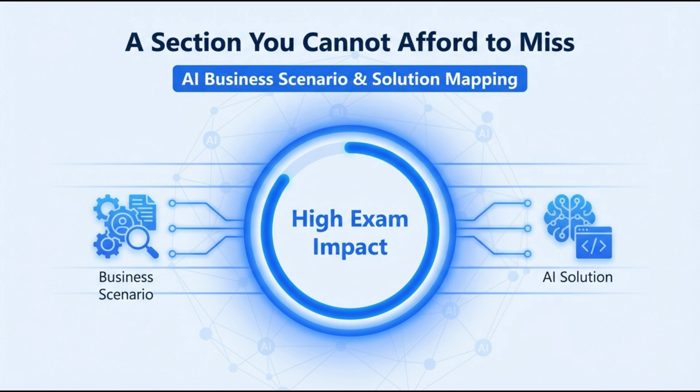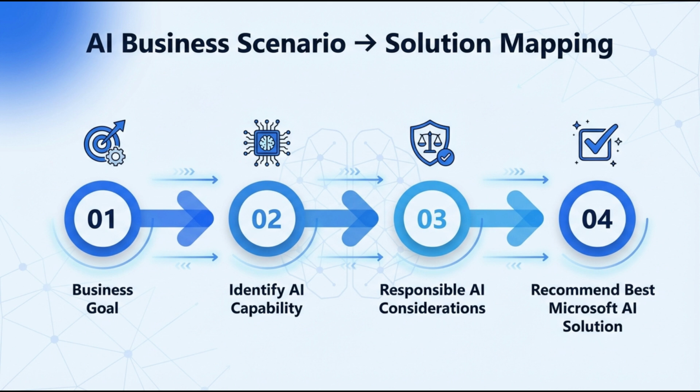If your Microsoft AI Business Professional AB-730 exam is coming up, this is one of the sections you cannot afford to get wrong. This topic appears under the core AI business scenario and solution mapping objectives, which account for a significant portion of the exam. The exam typically tests this concept through business scenario-based questions, where you must evaluate organizational goals, identify appropriate AI solutions, assess responsible AI considerations, and recommend the most suitable Microsoft AI capabilities.